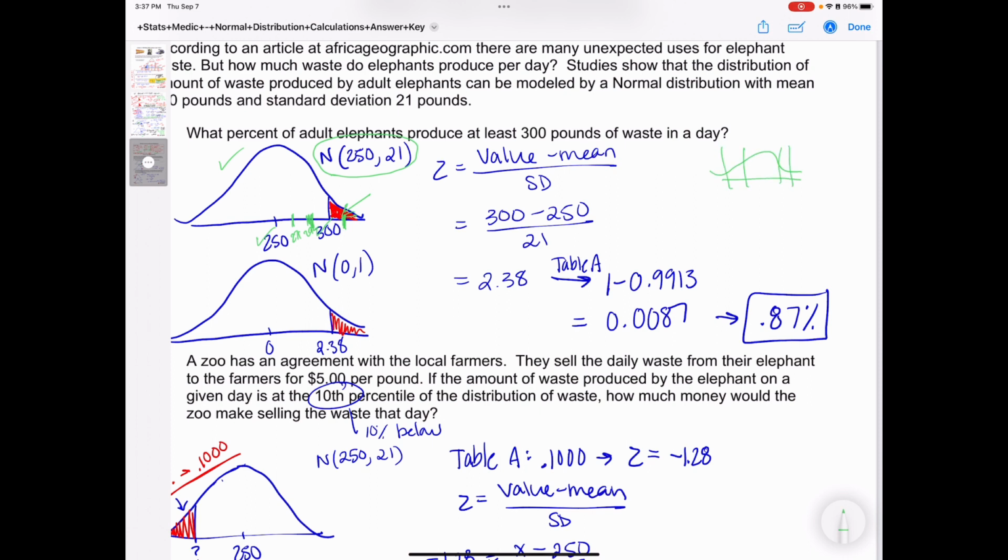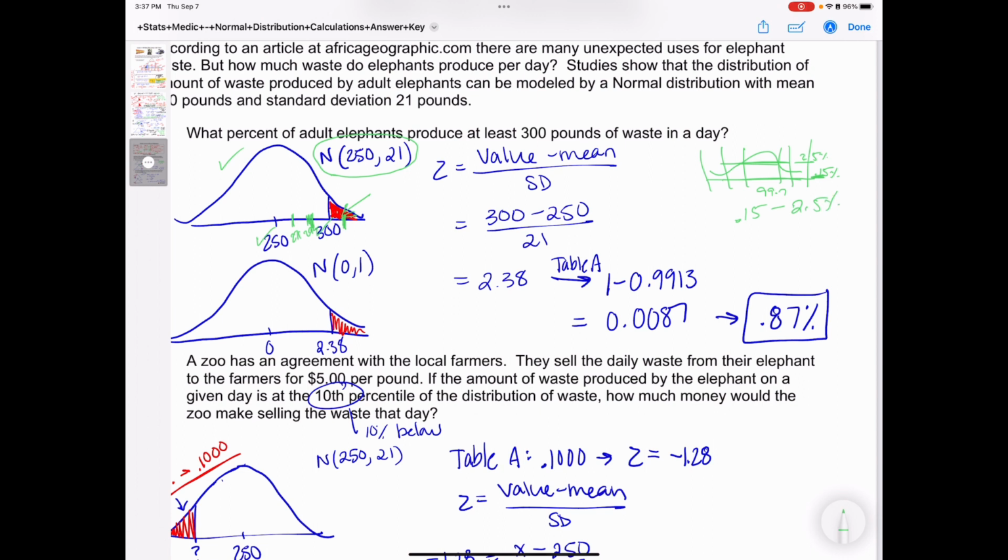And remember, 2 standard deviations is 95%, so that's 2.5% in the tail. And 3 standard deviations is 99.7%, and that outside is 0.15%. So my answer's got to be between 0.15% and 2.5%.